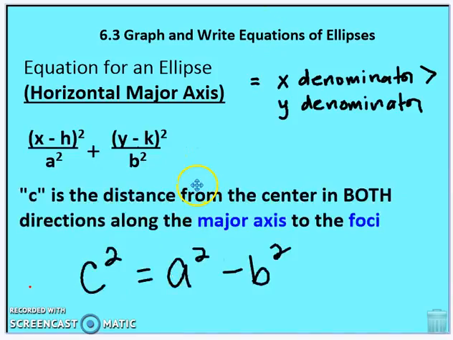And then the c value is going to be the distance from the center in both directions along the major axis to the foci. And there's a relationship between these distances. So c is the distance from the center along the major axis to the focus, a is the distance from the center along the major axis to the vertex, and b is the distance from the center along the minor axis to the co-vertex. c squared is equal to a squared minus b squared.